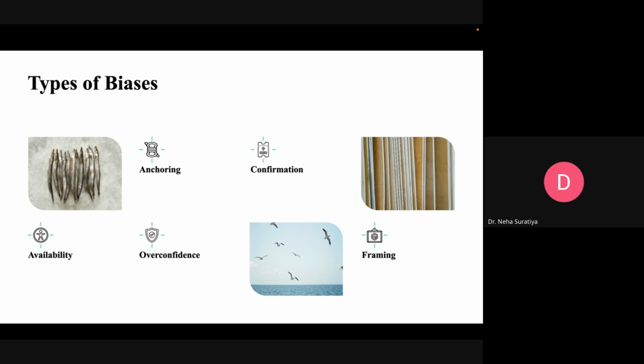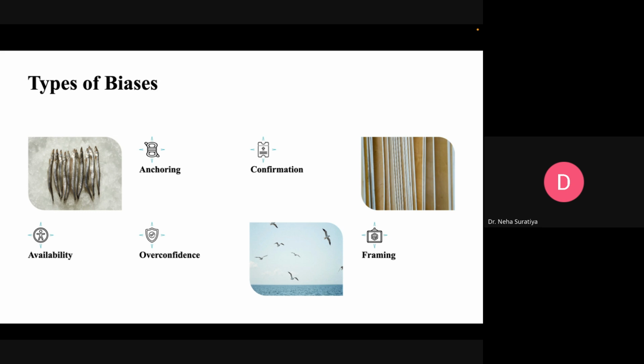Confirmation bias can also happen. So, you look only for the information that supports your initial belief and you totally ignore anything that contradicts it. That sounds familiar. Okay. For example, believing a drug is the cause, so you focus only on the data proving it. That is a confirmation type of bias.